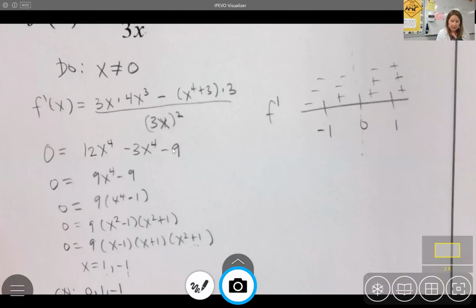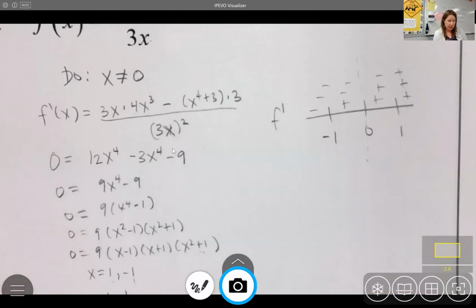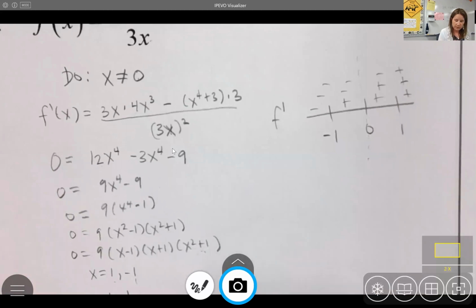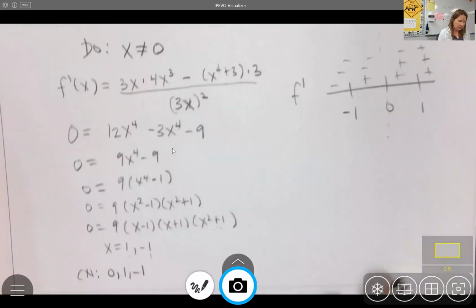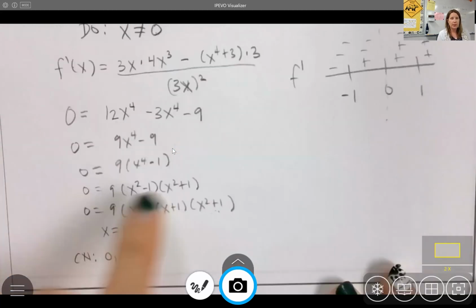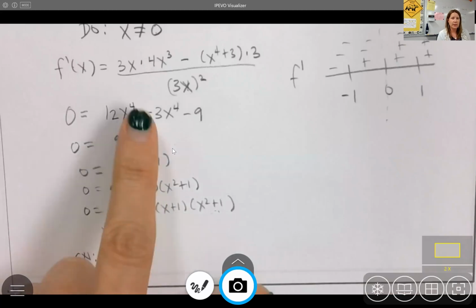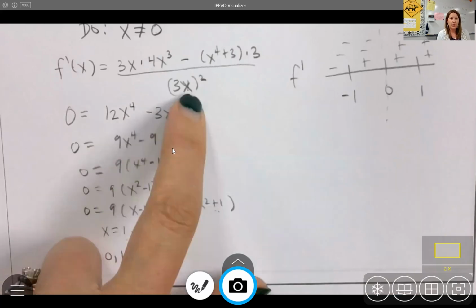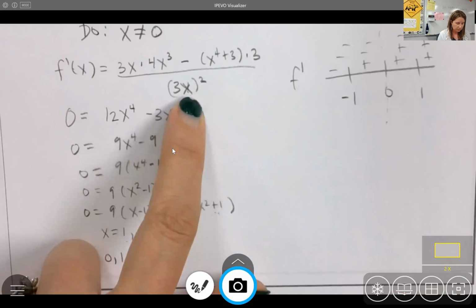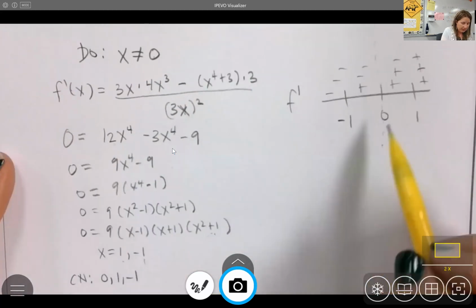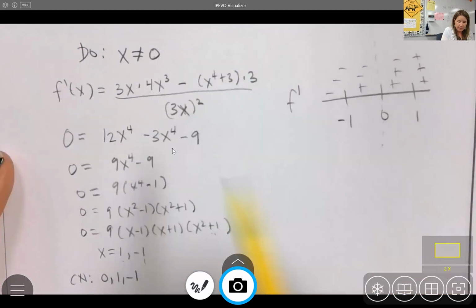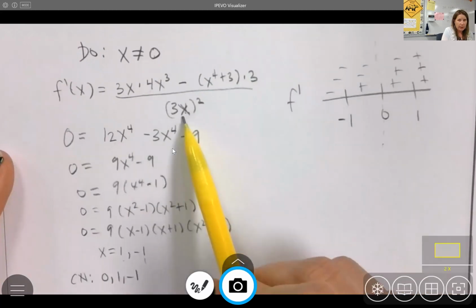So does this one have a reflection between the x to the fourth? Oh, sorry, I'm looking at the wrong one. So at this one, our derivative, does the derivative have a reflection? No. But one thing you do need to notice is that this 0 has a square on it.